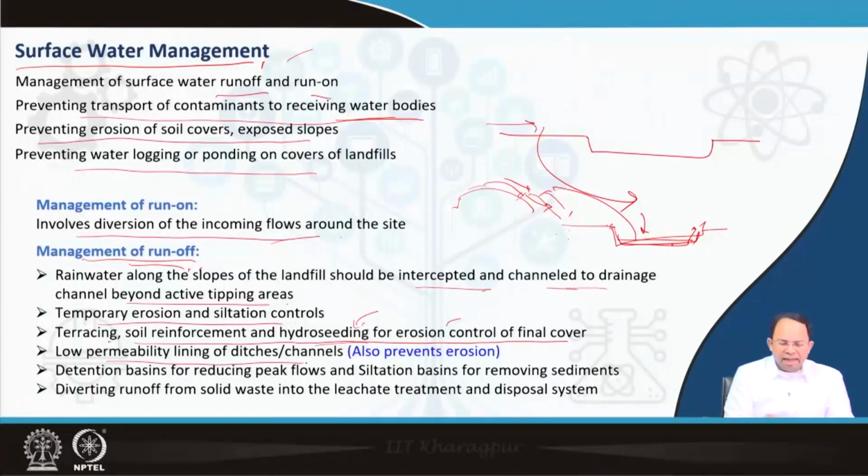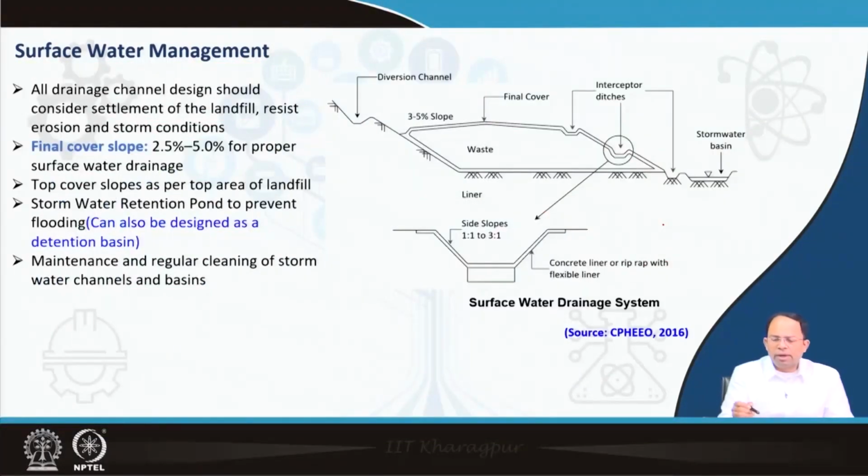Then there is low permeability lining of ditches and channels. All the drains that we create in the site should have low permeability, along with detention basins for reduced peak flows and siltation basins for removal of sediments. This could be the same detention and siltation basin, or it could be different ponds designed for different purposes. Then runoff from the solid waste is diverted into the leachate treatment and disposal system. That means this water could either be treated through the leachate collection system as well, or it could be treated separately, right?